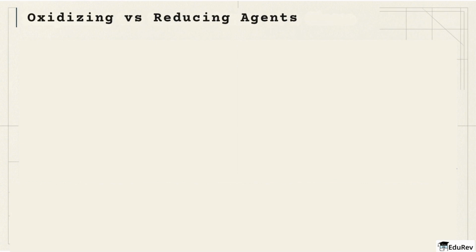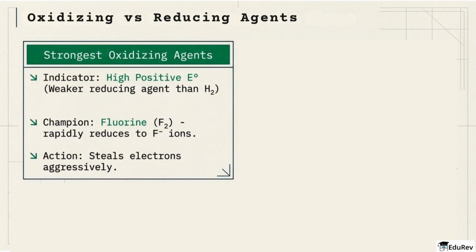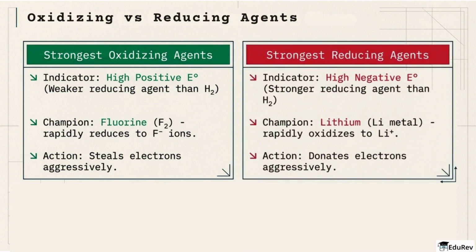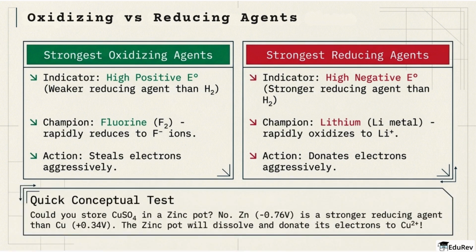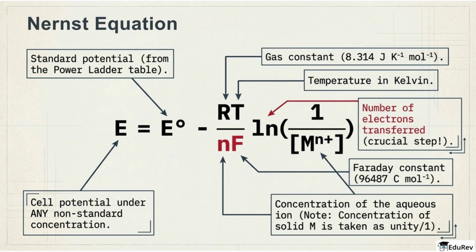That ladder separates oxidizing agents from reducing agents very cleanly. The strongest oxidizing agent has a highly positive E0 and wants electrons aggressively, with fluorine as the champion. The strongest reducing agent has a highly negative E0 and donates electrons aggressively, with lithium metal as the champion. The quick conceptual test on the page makes the point nicely. Zinc is a stronger reducing agent than copper, so a zinc pot would dissolve in a CuSO4 solution, while copper would not in acid. The Nernst equation shows what happens when conditions are not standard.